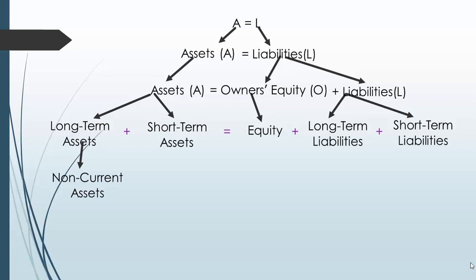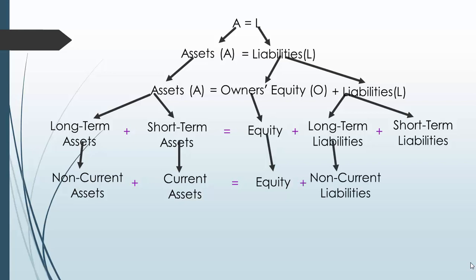So your long-term assets are what we call your non-current assets. Your short-term assets are what we call your current assets. Your equity is equity, and your long-term liabilities is non-current liabilities, and your short-term liabilities is your current liabilities. So these are the headings that appear in your balance sheet. So if you look at your balance sheet, you will see these headings, and I will show you that momentarily.